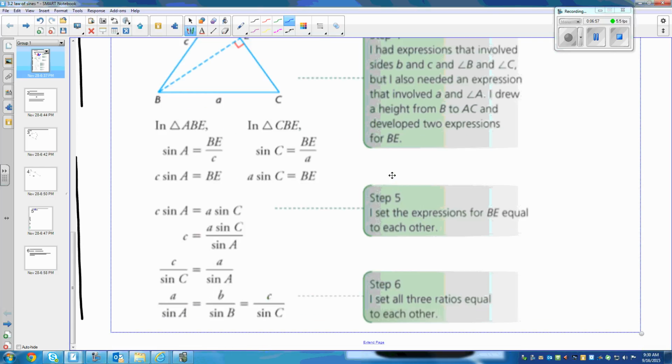They went through and proved it for the other angle as well. So this bottom thing right here, that is your sine law. Okay? Side length A over the sine of angle A equals side length B over the sine of angle B, which is also equal to side length C over the sine of angle C. Okay? So let's get using it. Are you okay with that? Can I show you how to use it?